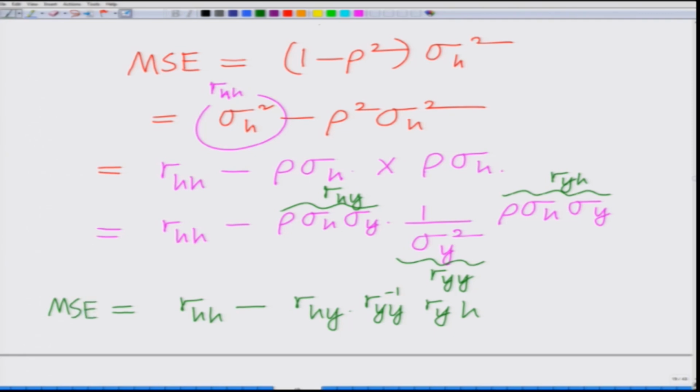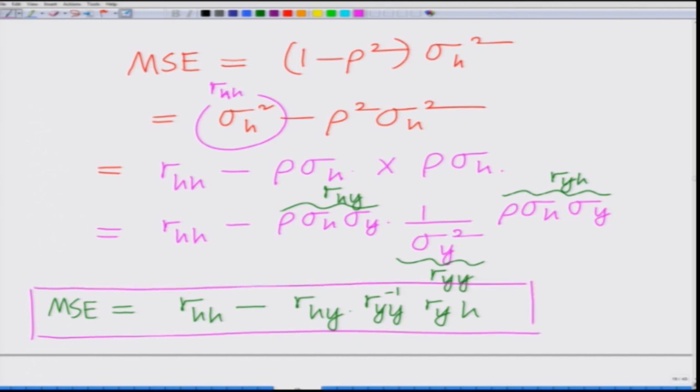So, this is r h y into r y y inverse into r y h, and this is your convenient expression for the MMSE. In fact, this is not just the MMSE estimate error, but in this particular scenario, this is the actual minimum mean squared error. So, we have found two things.